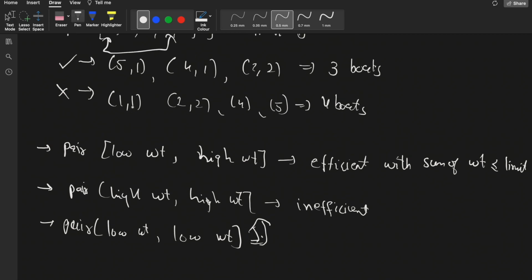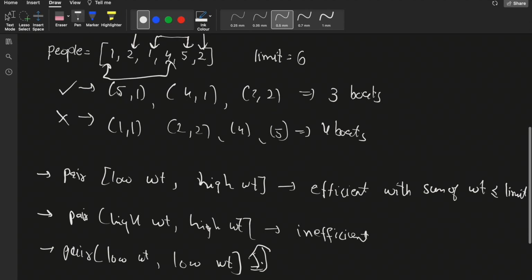If you try to pair up low weight with a low weight person, then the high weight will either remain idle because they won't be able to pair up. So the efficient solution would be to pair up the high weight person with a low weight person. Apart from this, there is no other way to produce an efficient solution. You always have to pair up the high weight with a low weight person in order to reduce the number of boats. This can be thought of intuitively, right? In order to reduce the boats, you take the lightest person and the heaviest person, pair them. Same thing keeps on repeating.